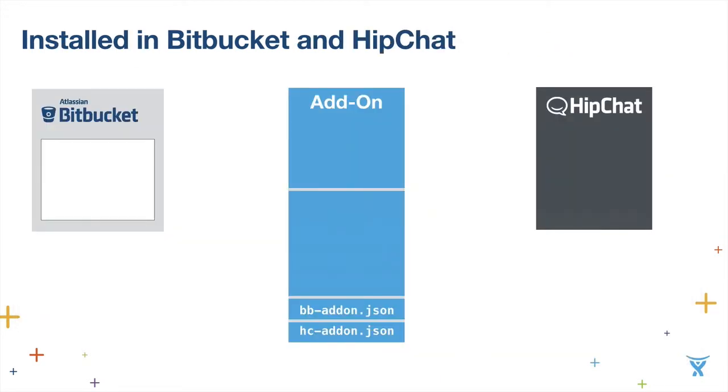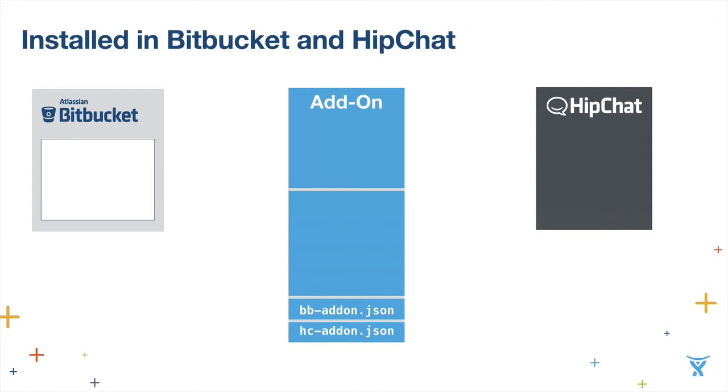So here's a high-level overview of how that looks. We have Bitbucket on one side, HipChat on the other, and the integration add-on in the middle. This add-on has two faces: it's an add-on for Bitbucket, and it's also an add-on for HipChat, which means it surfaces two of those JSON descriptors that describe what it can do in both systems, and also allows to reuse a lot of the functionality that was built.